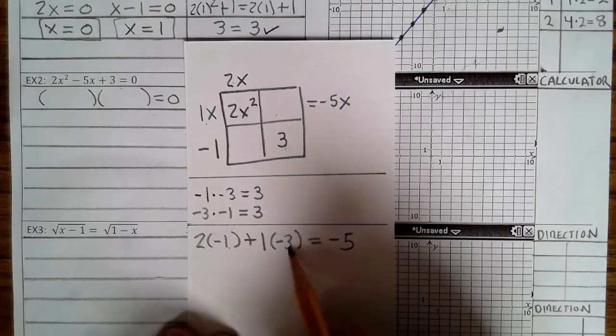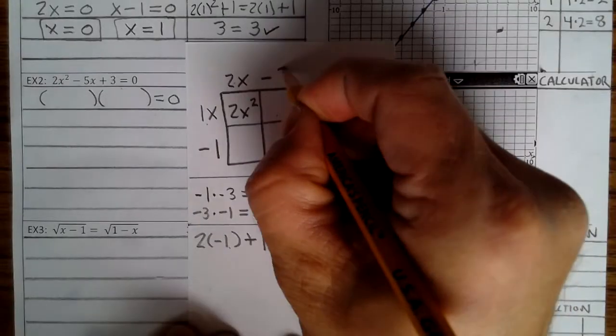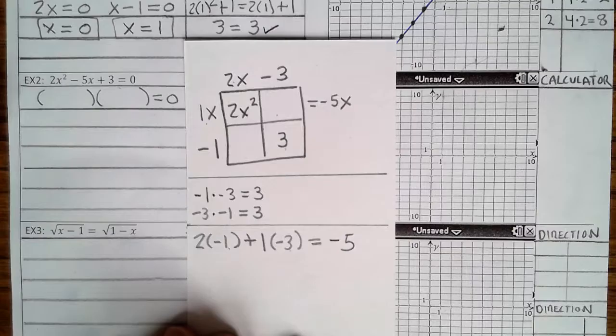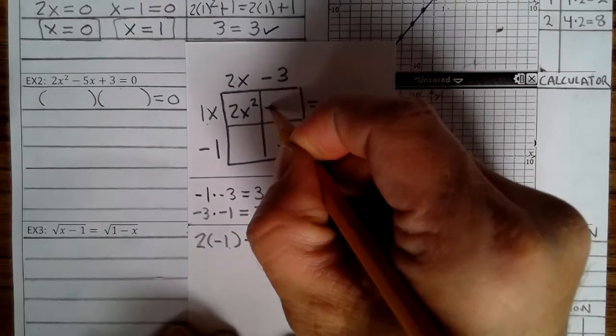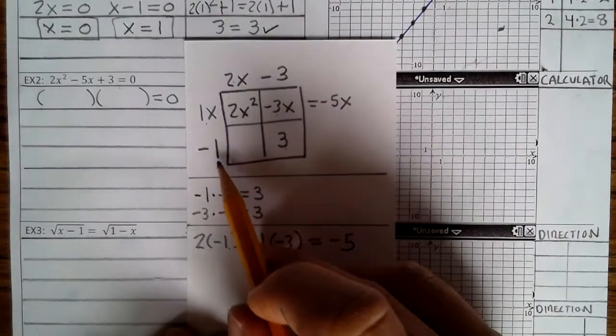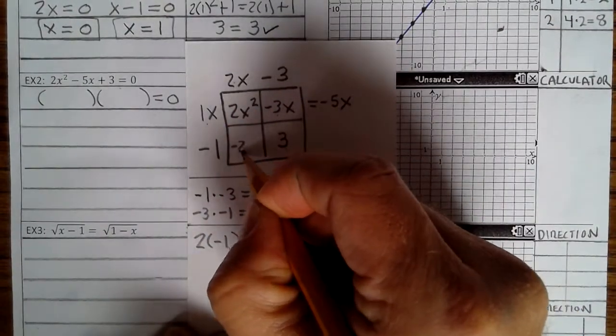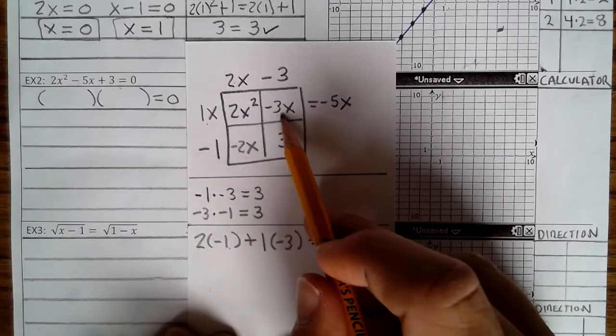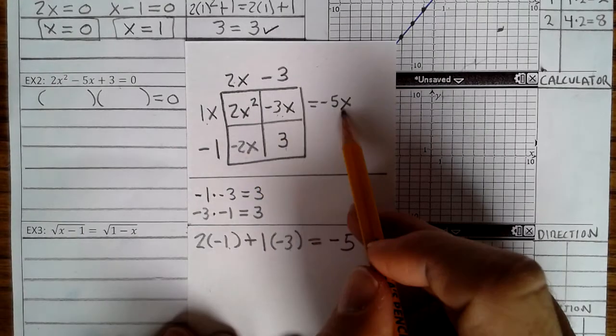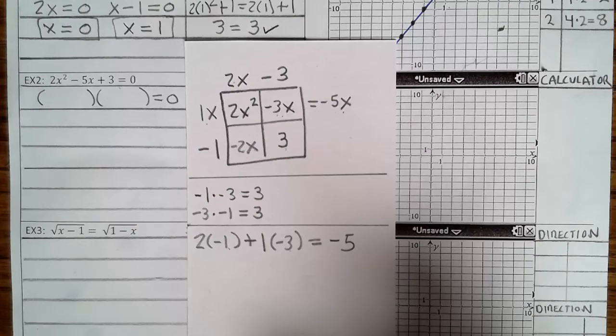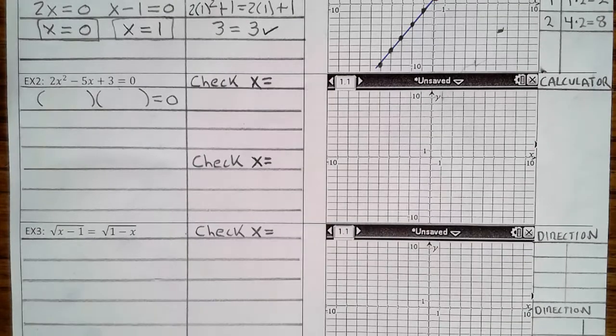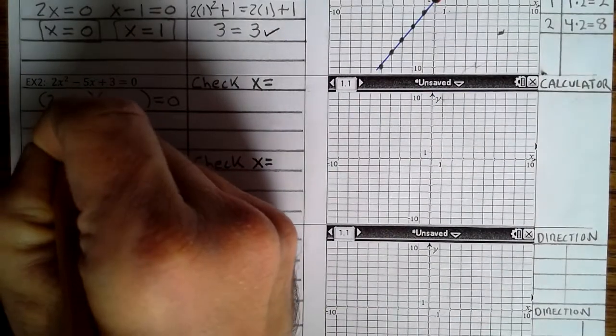Okay, so then let's check. 1x times negative 3 is negative 3x. Negative 1 times 2 is negative 2x. Negative 2x and negative 3x combine to be negative 5x. So this checks. So we have (2x minus 3)(x minus 1).